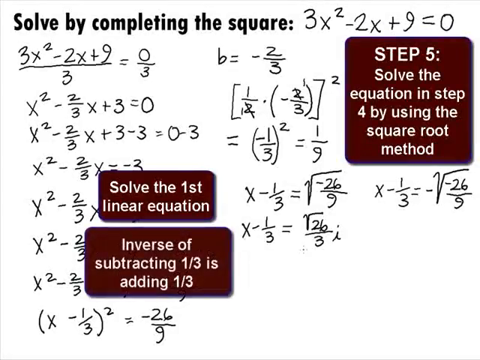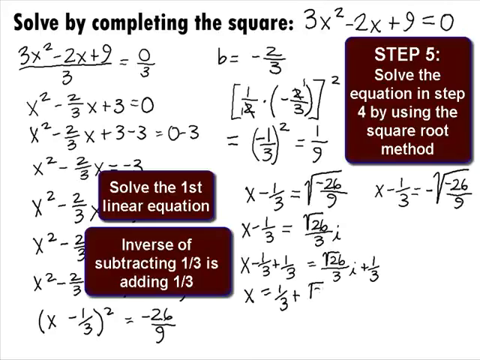The inverse of subtract is to add 1/3 to both sides, so we get x minus 1 over 3 plus 1 over 3 equals the square root of 26 over 3i plus 1 over 3. When we simplify that, that will give us our first solution of x equals 1 over 3 plus square root of 26 over 3i.